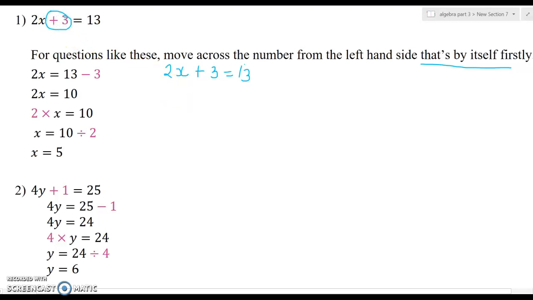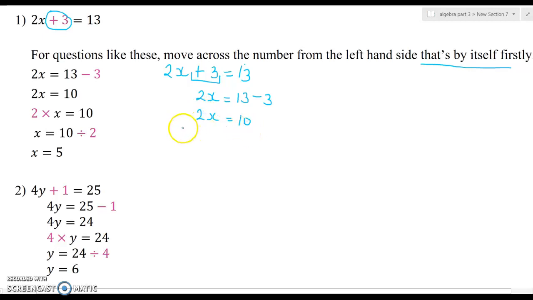It's not attached to any letter. It's not attached to the letter we want to find. So we're going to move across this plus 3. Right? So put back 2x. Put back 13, which was already on the right-hand side. So plus 3 becomes take away 3. Right? And then we're going to get 2x is equal to 10.